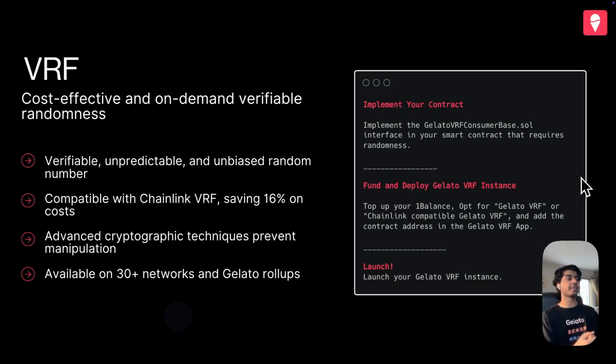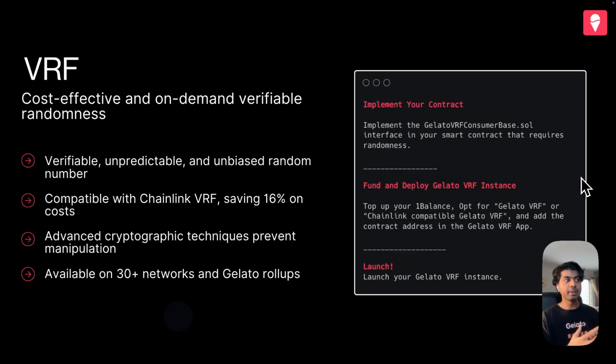And how this works is that it's a verifiable, unpredictable, and unbiased random number. It's also compatible with Chainlink VRF. It's saving 16% on costs. Its advanced cryptographic techniques prevent manipulation. And again, it's available on 30-plus networks, including Gelato rollups. And this means Ink and Inksapolia.